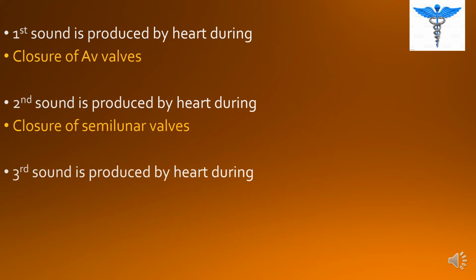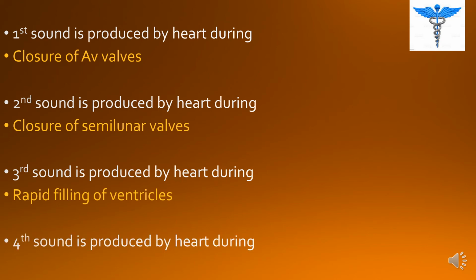The third sound is produced by the heart during rapid filling of the ventricles, such that when the blood is coming from the atrium directly into the ventricles through the atrioventricular valves, this is called the rapid filling of the ventricles, and this rapid filling of the ventricle produces the third sound. In infants or in children it is normal, but in adults it shows some defects in the heart.